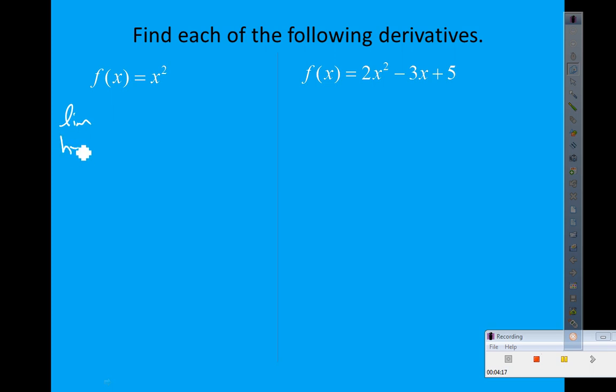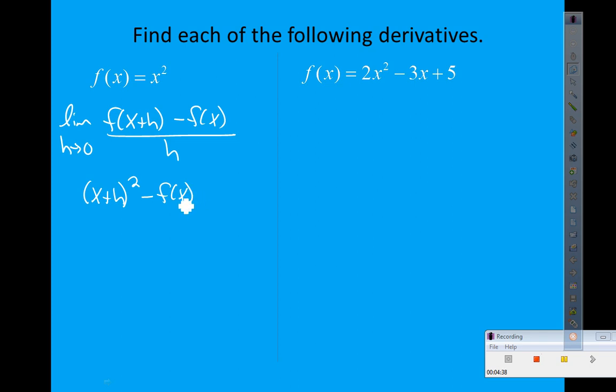The limit as h approaches 0 of f of x plus h minus f of x, all over h. Last time it was an a, this time it's an x. So this really becomes x plus h quantity squared minus f of x, which in this case is x squared, so I'm going to get rid of that, all over h. And that's going to be our limit as h approaches 0.